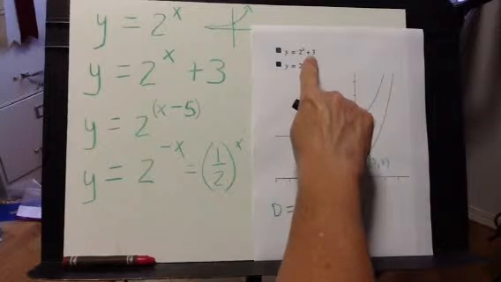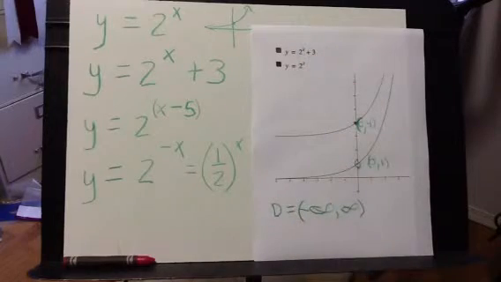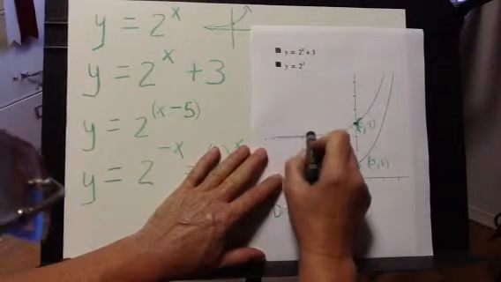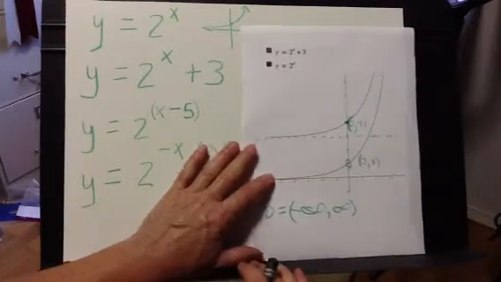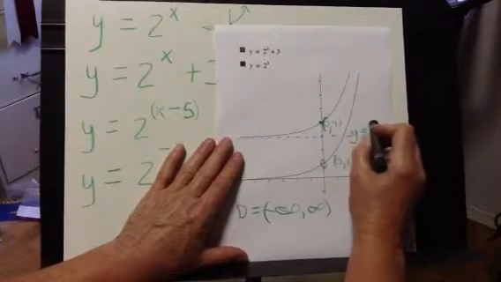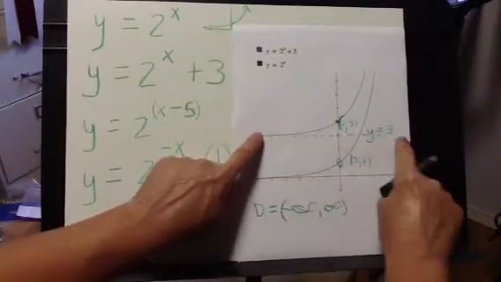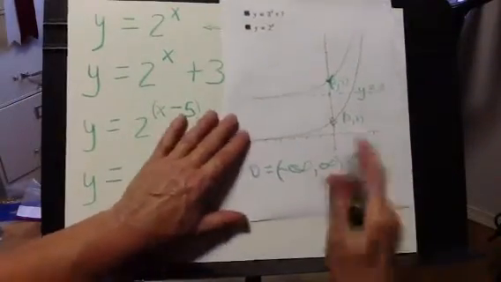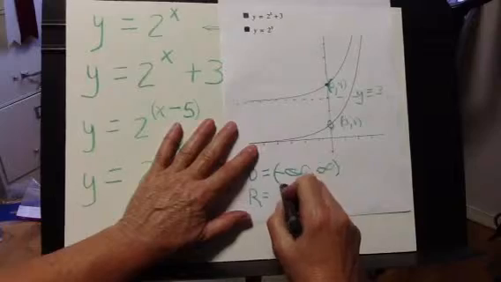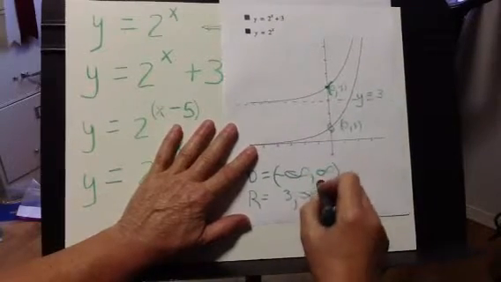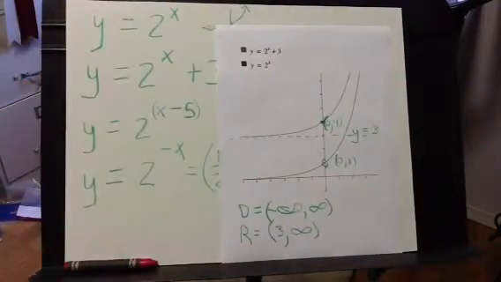For this function right here, that function has been translated up 3. So the asymptote on this one would be a horizontal line 3 above the origin. The equation for that line is y equals 3. So how low can I go and still find points on that function? The range of this translated function is from 3 up to infinity. The lowest I can go is 3, but I can go as high as you want and still find graph.